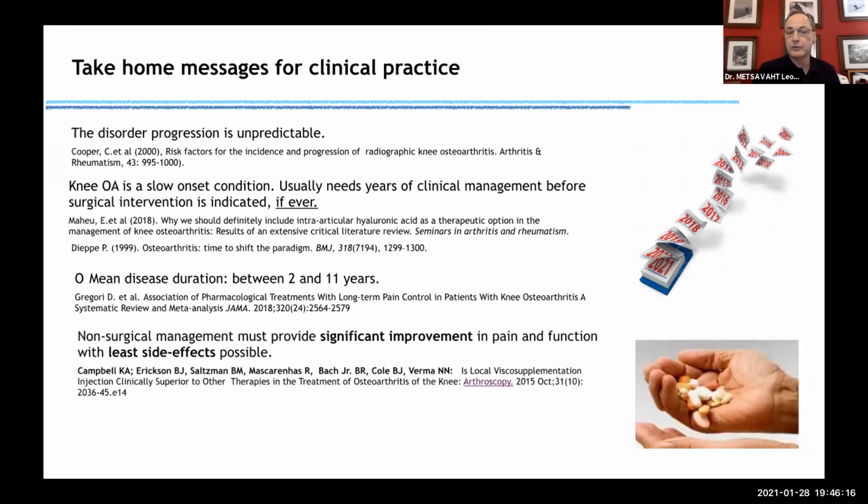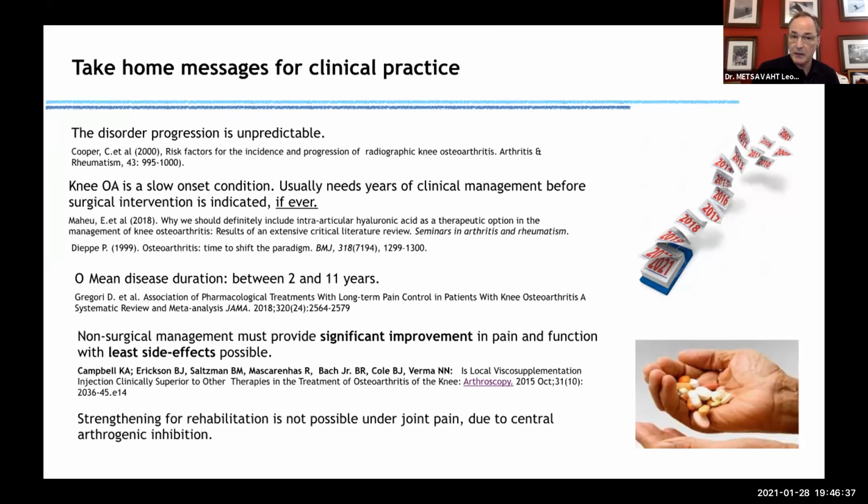And the non-surgical management, as said by Campbell, our partner in Chicago at Rush University, must provide significant improvement in pain and function with the least side effects possible. So strengthening and rehabilitation is not possible under joint pain due to central arthrogenic inhibition. We need to minimize pain to allow rehabilitation of these patients and prolong their joint life.